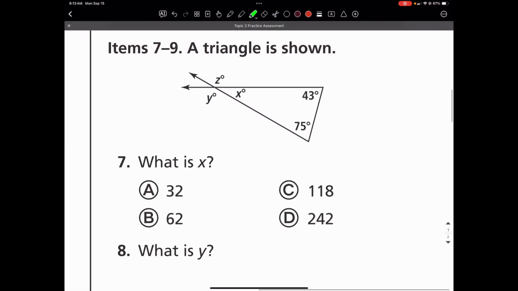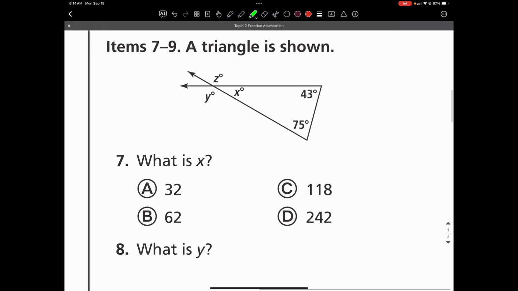For 7 through 9, we're going to use this triangle that's shown in the illustration. I just want you to notice what we have here. Angle Z and angle Y are vertical angles, so those are going to be the same. And then angle X is a vertical angle with this unnamed angle, so those would also be the same. We'll talk about that in a second.